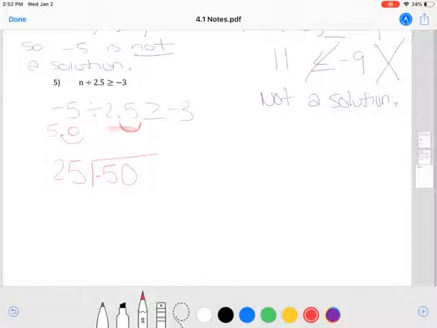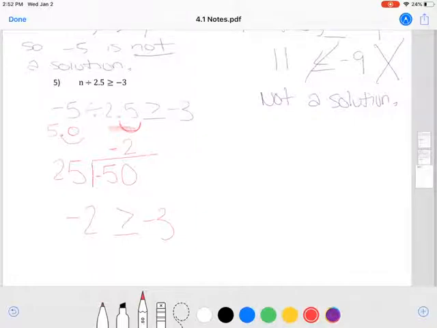So how many times is 25 going to 50? Well, if you think about having quarters, 25 cents, 50 cents, it goes in 2 times. And when we're dividing a negative by a positive, you're going to get a negative number. So we're left with -2 is greater than or equal to -3.